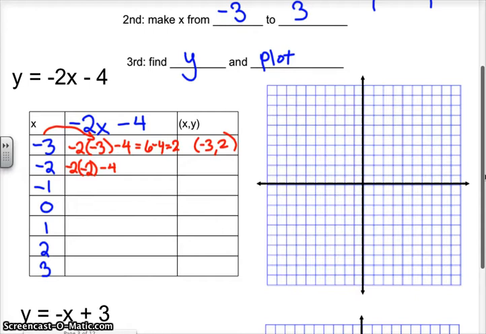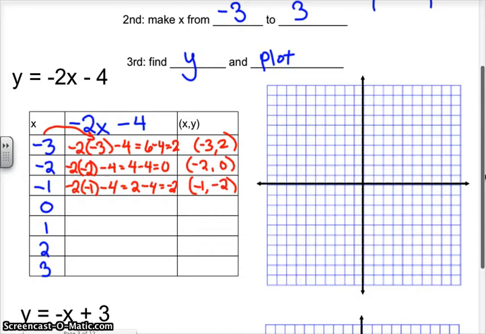Okay. So this is going to turn into -2 times -2 is 4, minus 4, which is 0. So I have my point (x, y): x is -2, my y now is 0. The next one, I'm just plugging in -1. -2 times -1 minus 4. 2 minus 4, -2. So I have the point (-1, -2).